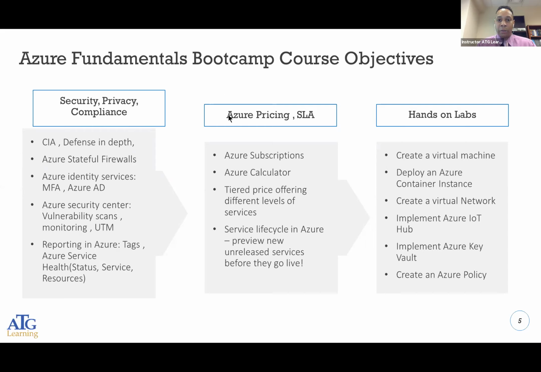And the last module over here is Azure Pricing and SLA. SLA stands for Service Level Agreement. One of the things with Azure Fundamentals is that they ask a lot of questions on the exam about pricing structure.